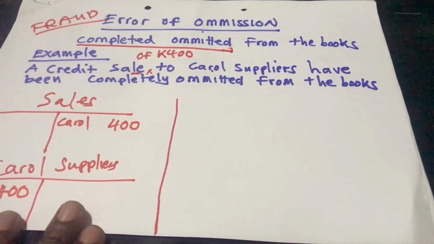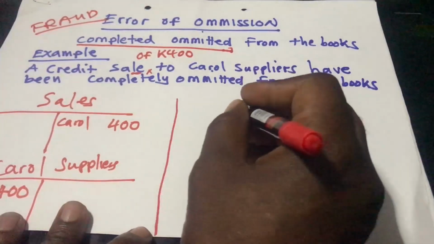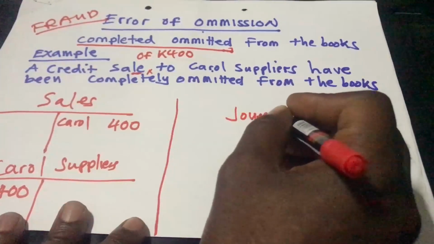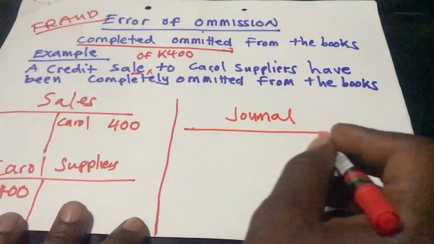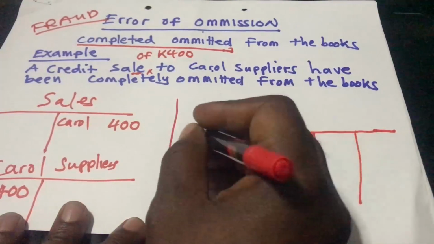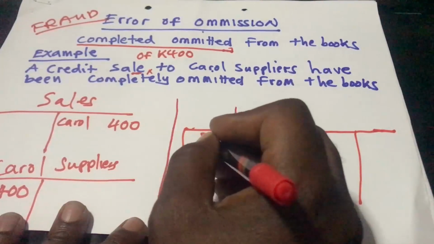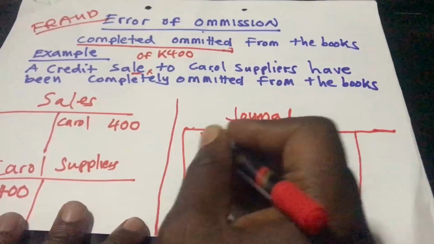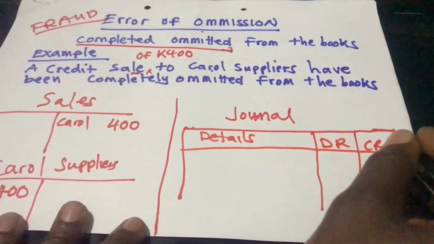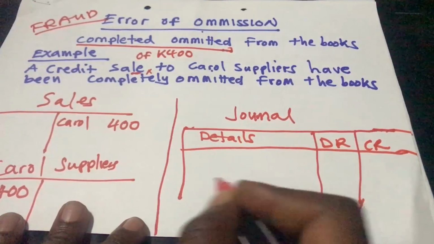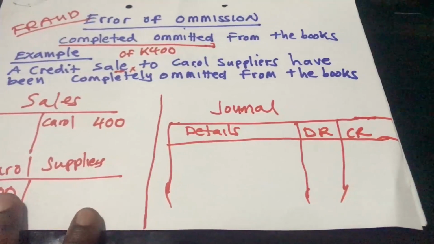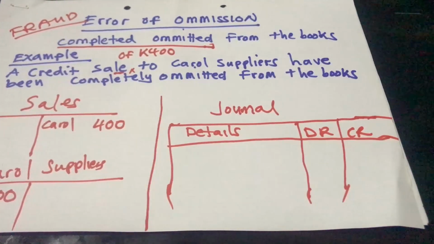Now it doesn't end here. You now need to go ahead and write the journal. So the journal looks like this. Okay, so this is your journal. So the journal has details here, and then you have the debit and the credit this side. Okay, so this is how the journal looks. I hope you're able to see it clearly.